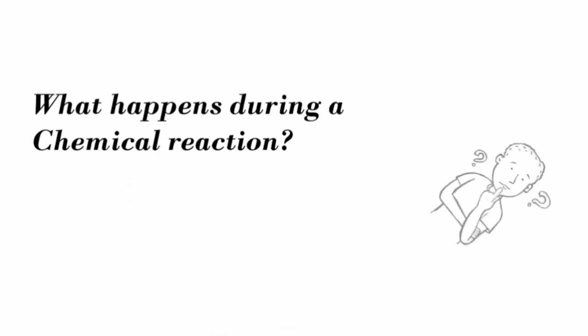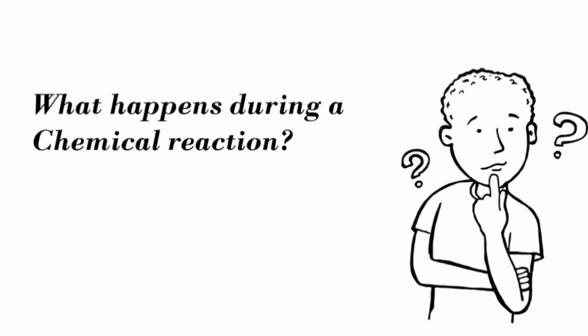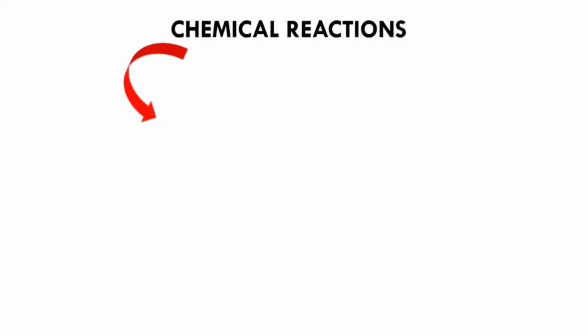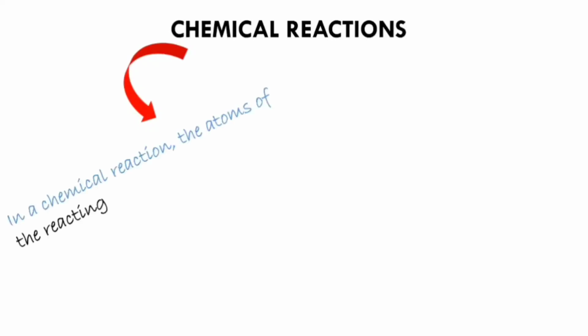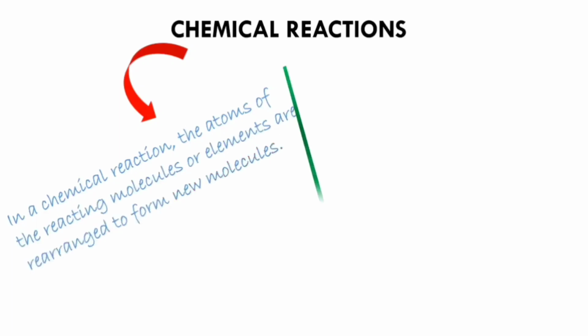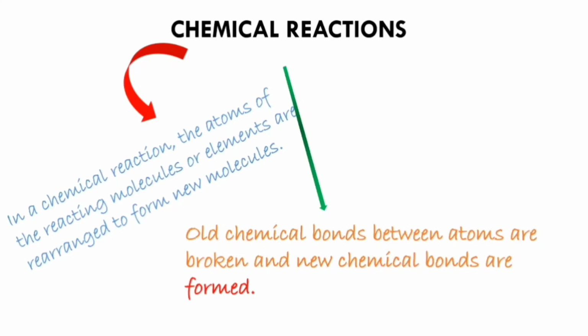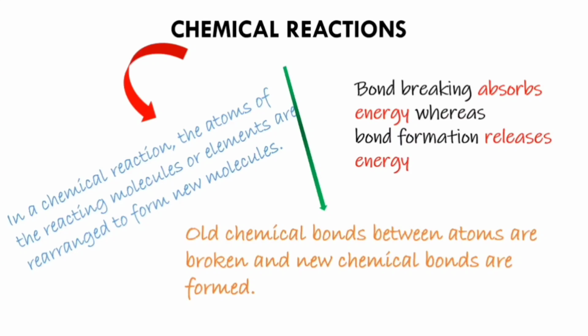What happens during a chemical reaction? In a chemical reaction, the atoms of the reacting molecules or elements are rearranged to form new molecules. Old chemical bonds between atoms are broken and new chemical bonds are formed. Bond breaking absorbs energy, whereas bond formation releases energy.